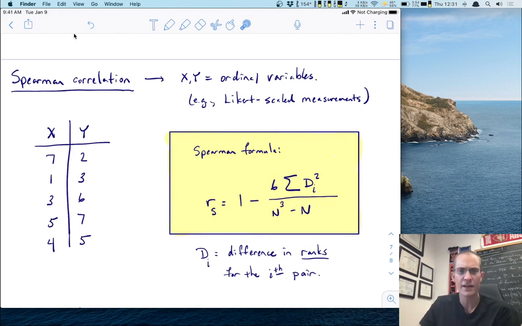We do the same thing for the y, and then we multiply those ranks together. We take the difference in those ranks and then we square them. And then we add them up and then we do some more stuff. Okay. So let's talk first about how to compute the di, the difference in ranks.